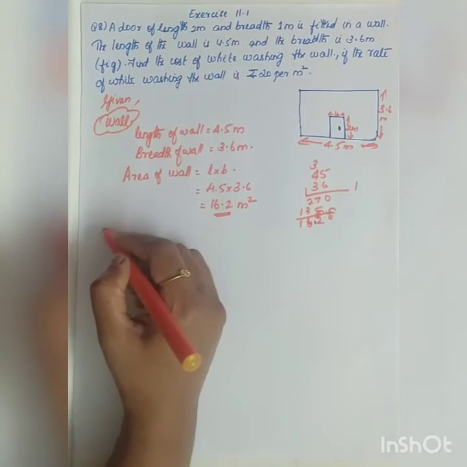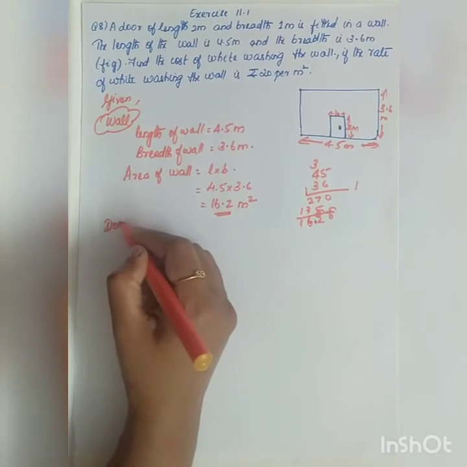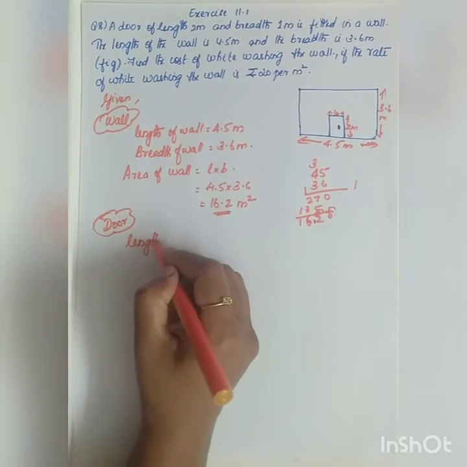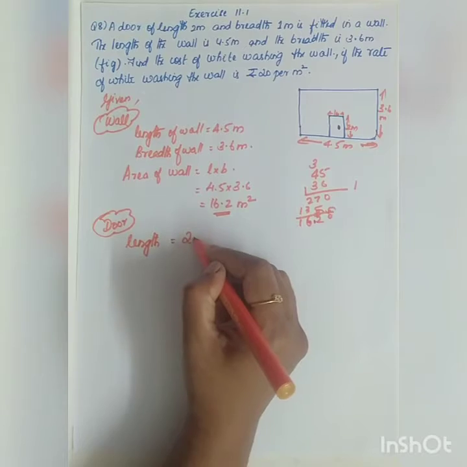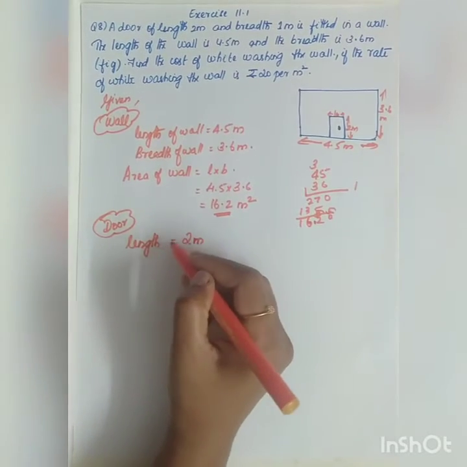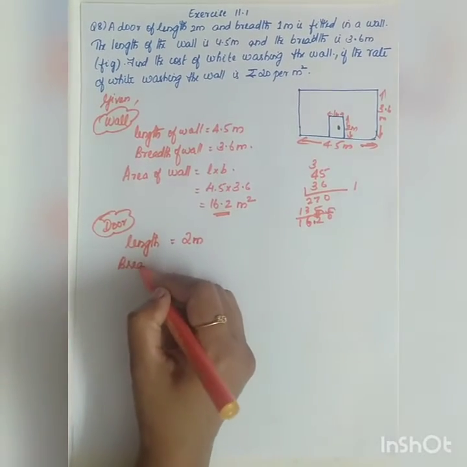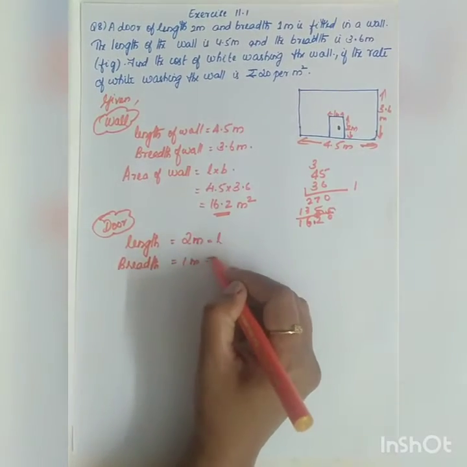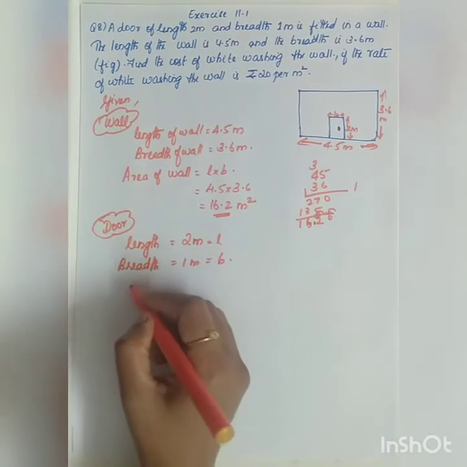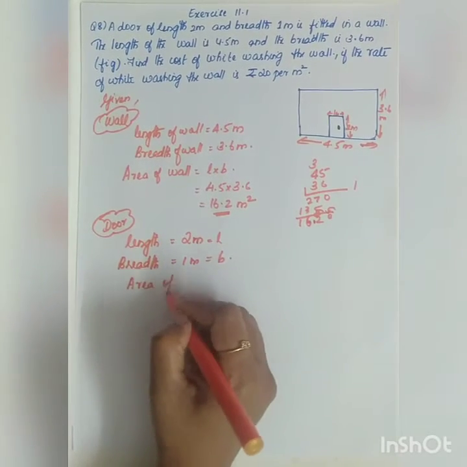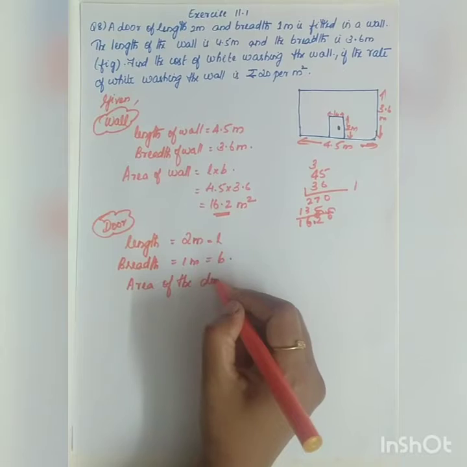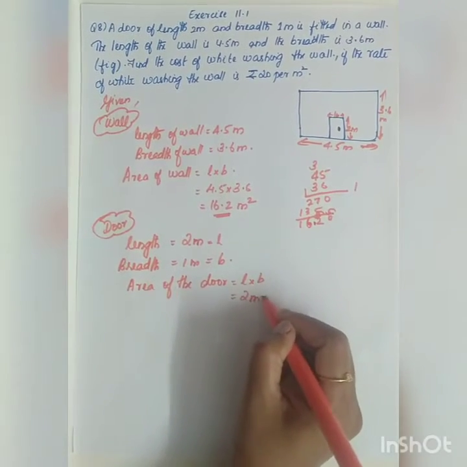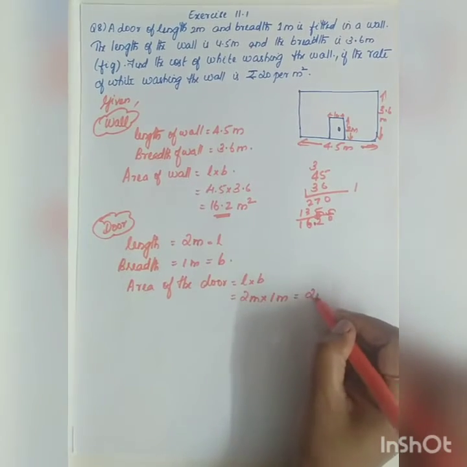Now we have to find out the area in the case of the door, right? Length of the door is equal to 2 meter. Breadth of the door is equal to 1 meter. This is L and B, right? So, what will be the area of the door? Again it's the same formula, L into B, which is equal to 2 meter into 1 meter, which is equal to 2 meter square.